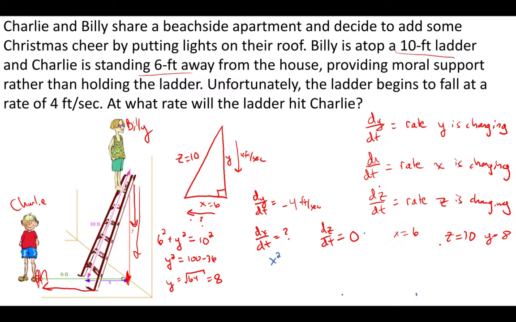X squared plus y squared equals z squared. So this is our formula. Now what we're going to do is differentiate this formula. Notice there's 3 variables. Each of these variables we're going to differentiate implicitly.